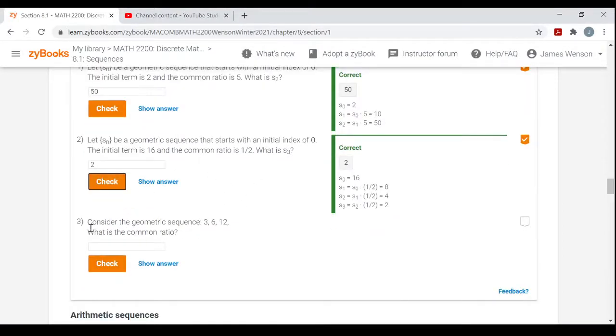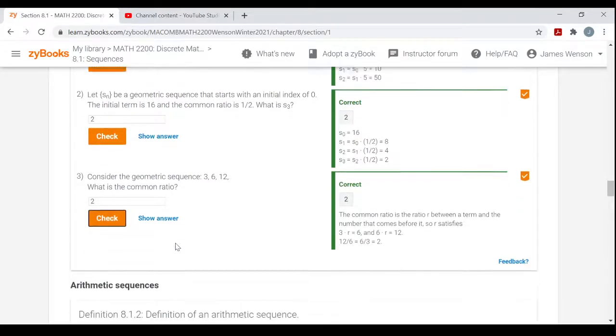All right, and here, consider the geometric sequence 3, 6, 12. Now they tell you it's geometric. And they ask, what is the common ratio? The common ratio is just that r, that number that you multiply by every time to get from one term to the next. Or just divide consecutive terms. Take the second term divided by the first term. 6 divided by 3 is 2. 12 divided by 6 is 2. The common ratio is 2, right? I'd have to keep multiplying by 2 every time. So hopefully that's easy enough.